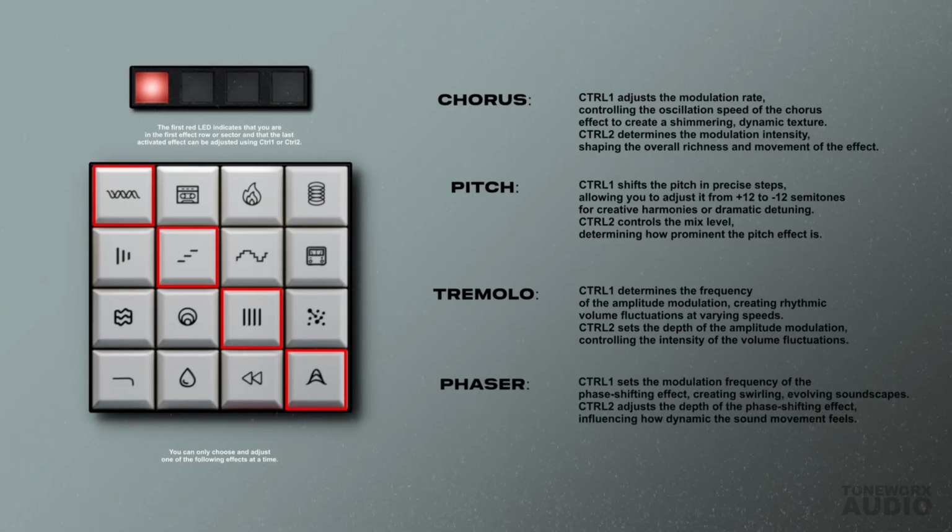With the phaser effect, Control 1 controls the modulation frequency of the phase shifting, creating swirling, evolving soundscapes. Control 2 fine-tunes the depth of the phase shifting, affecting the dynamic nature of the sound movement.